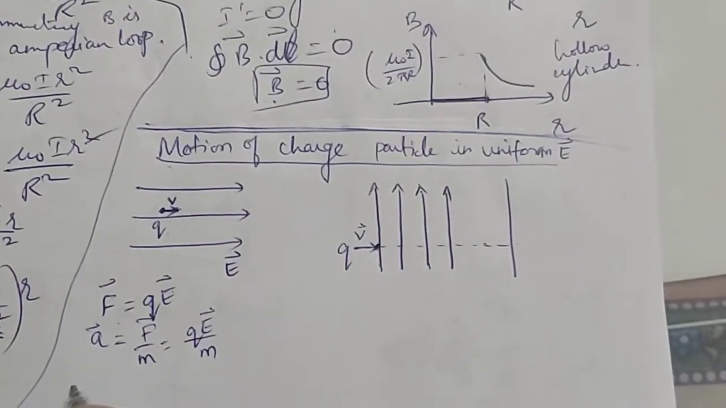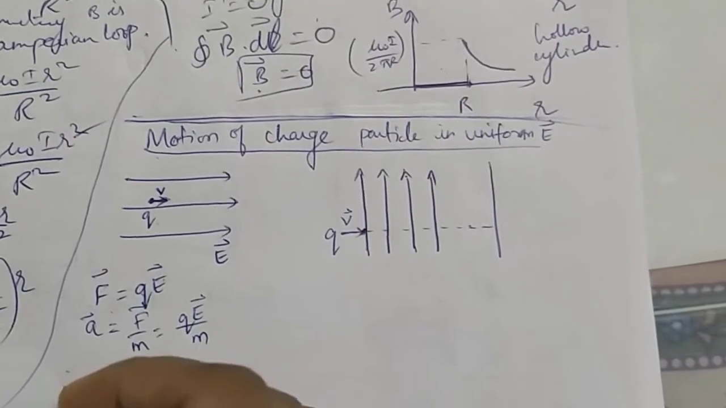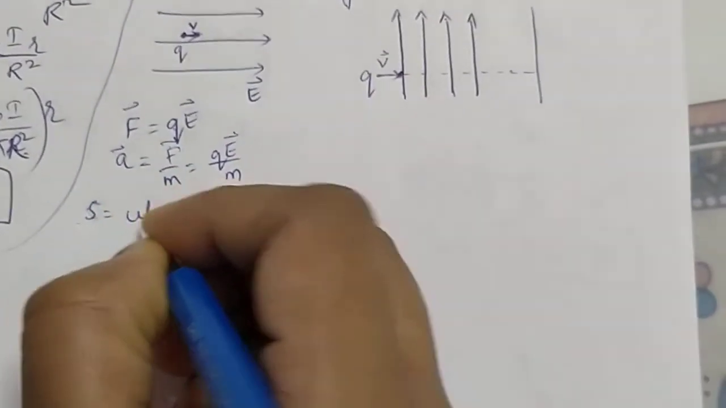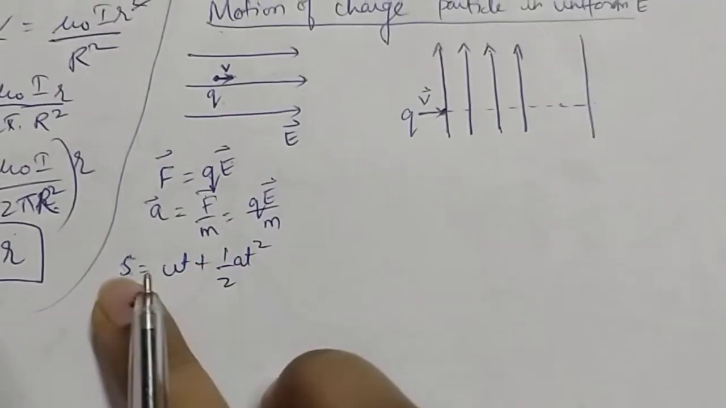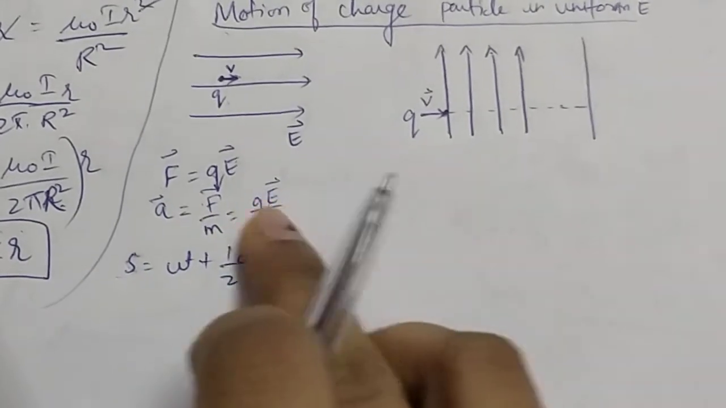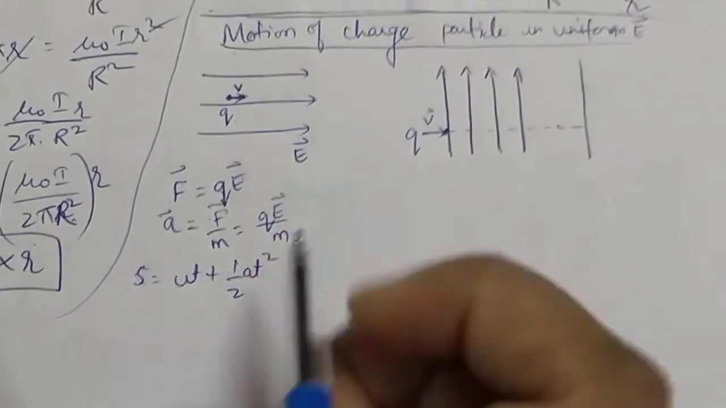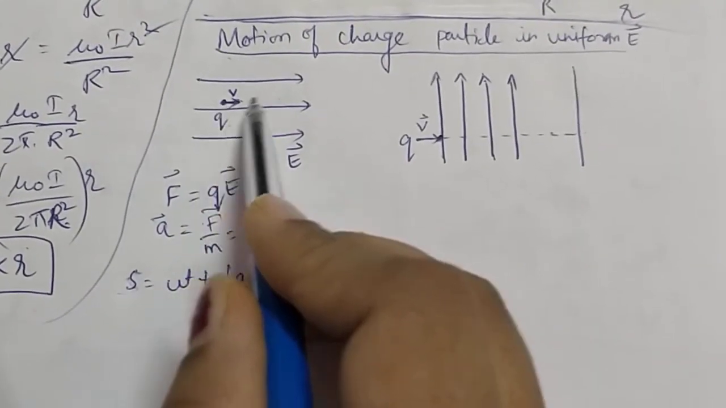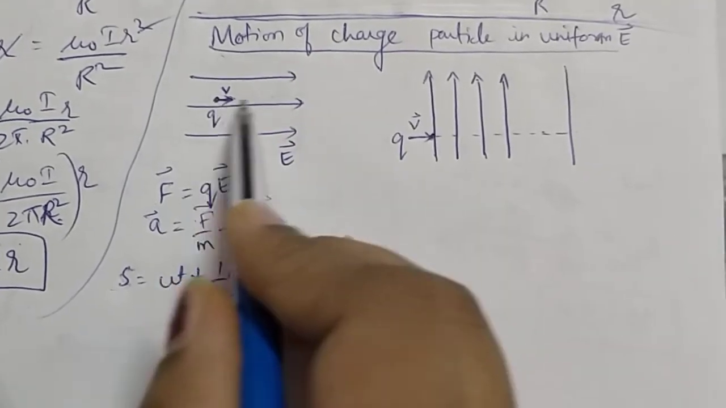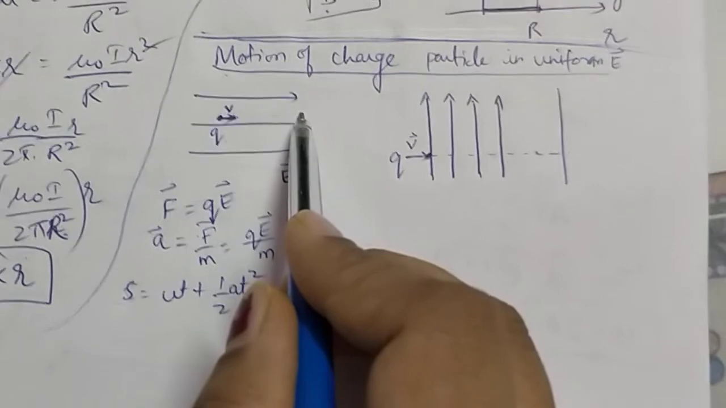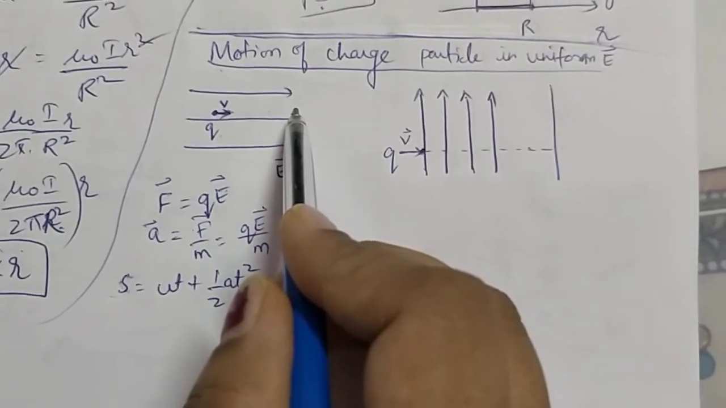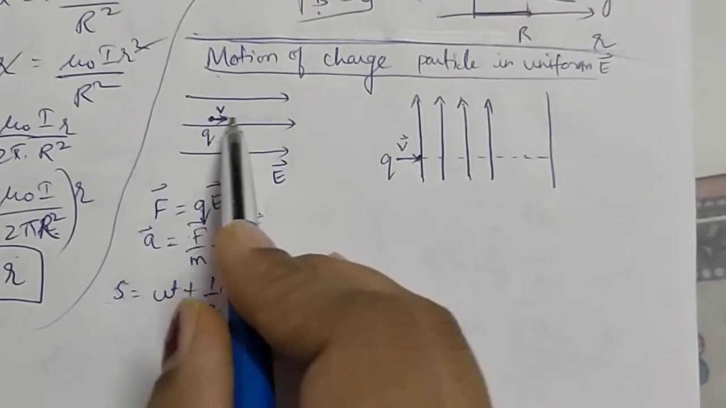Now if this particle moves from here to here, what is the distance traveled by it? For that you can use the formula S is equal to ut plus half at square, or all three equations of motion can be used with this acceleration. The motion of this particle will be straight line motion only, because the force and motion are in the same direction, so it will keep on moving in a straight line with acceleration, that means with increase in the speed of the particle.